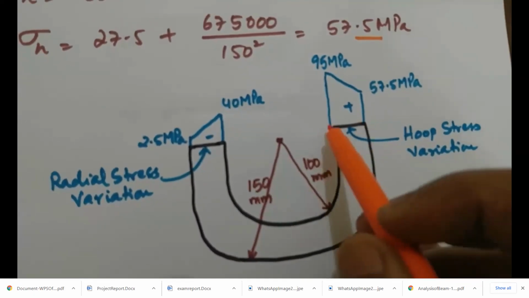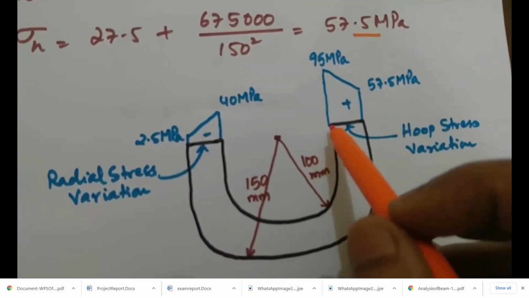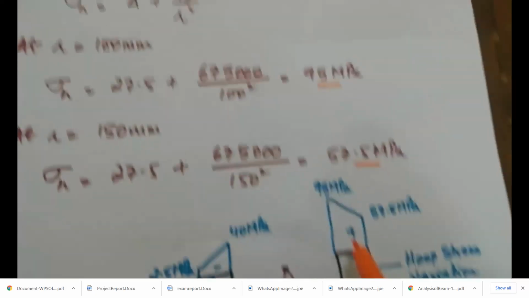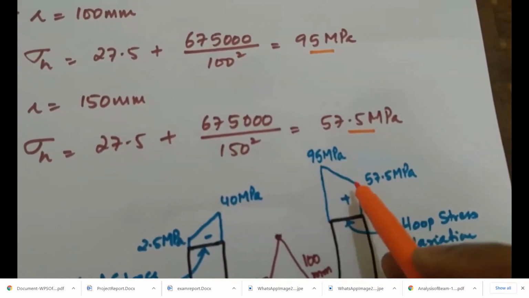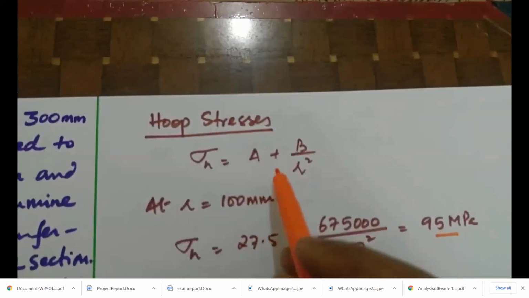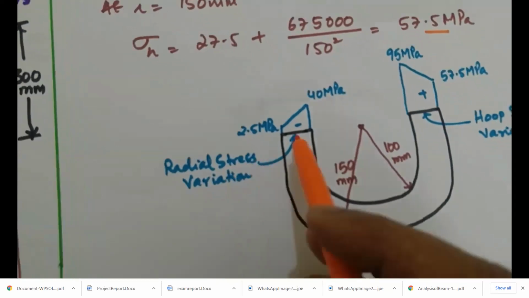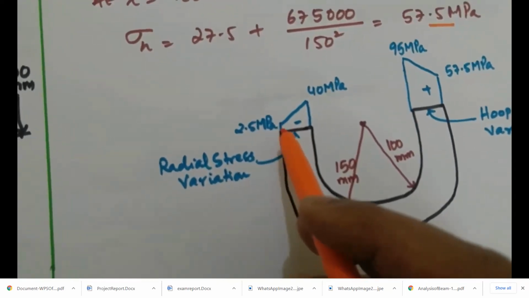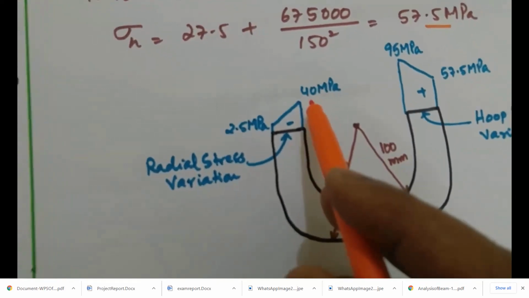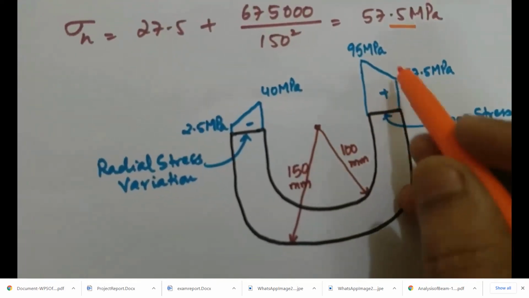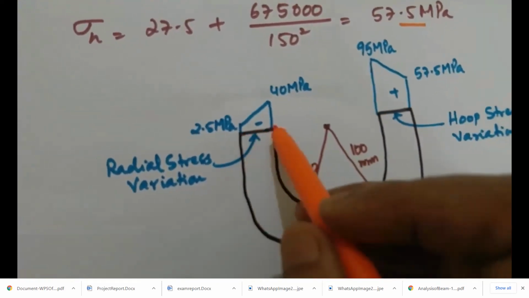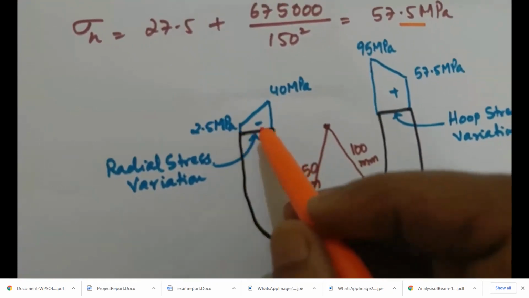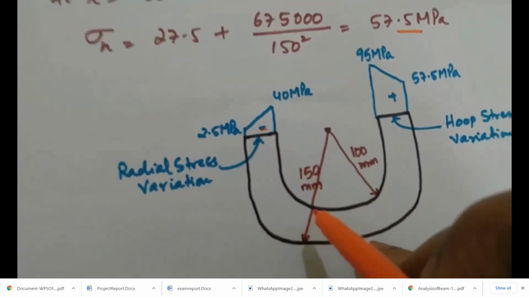So here at the inner radius the hoop stress is 95 megapascal and at the outer radius it is 57.5, and one must note that the variation is parabolic because the hoop stress is inversely proportional to R square. Similarly, the radial stress variation is shown here, the external pressure being 2.5 and the internal pressure 40 megapascal. Now, you must note that there is a plus sign ascribed to the hoop stress variation because hoop stresses are tensile in nature and radial pressures are compressive in nature. So, therefore, there is a negative sign ascribed to this.